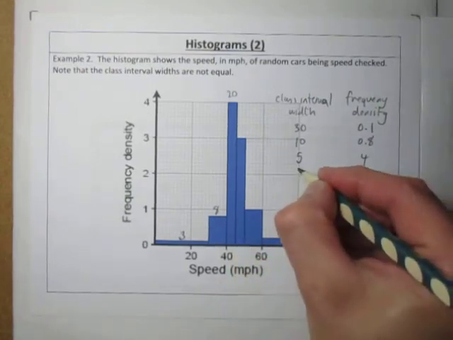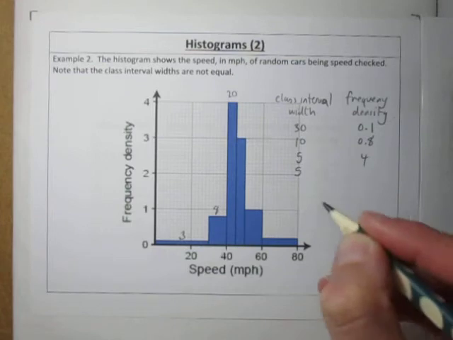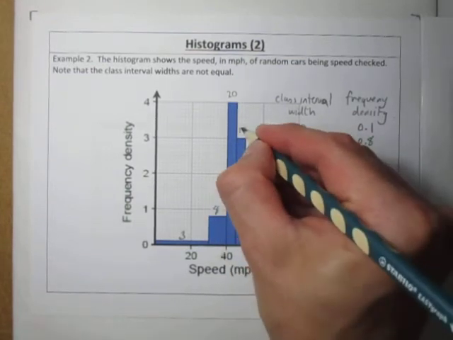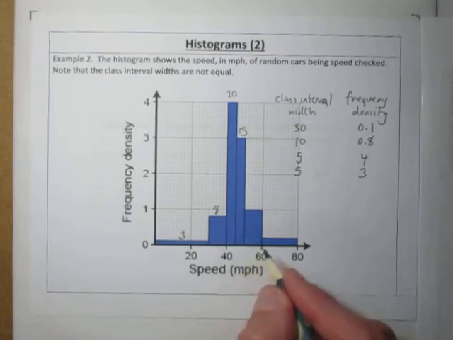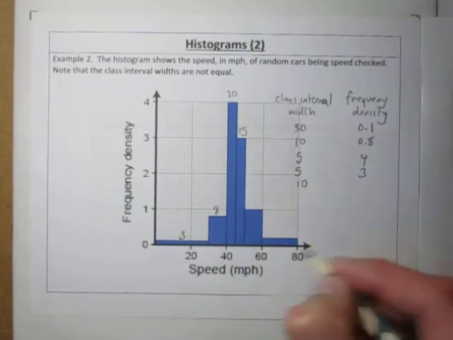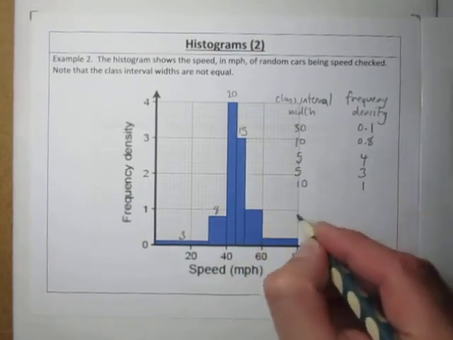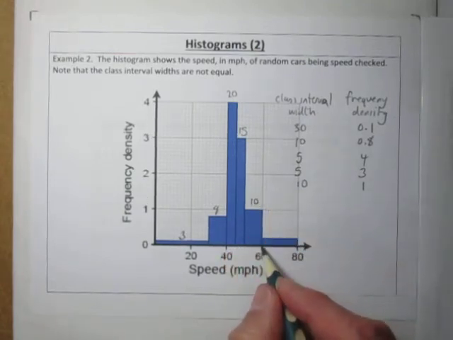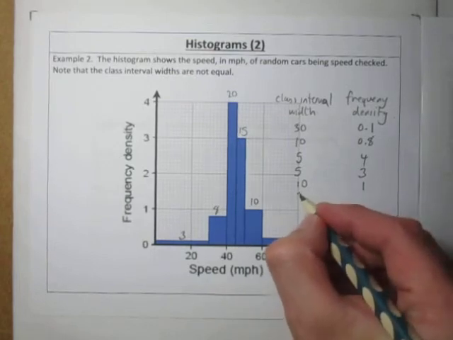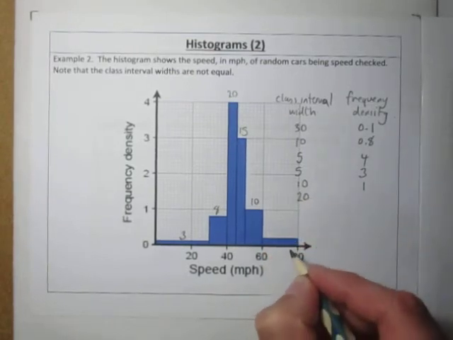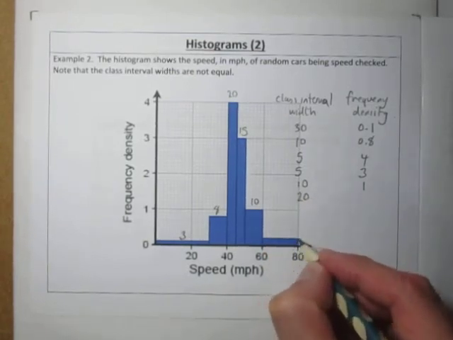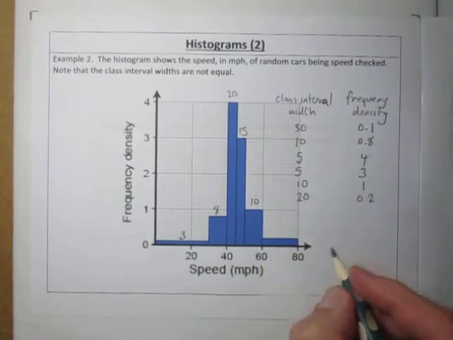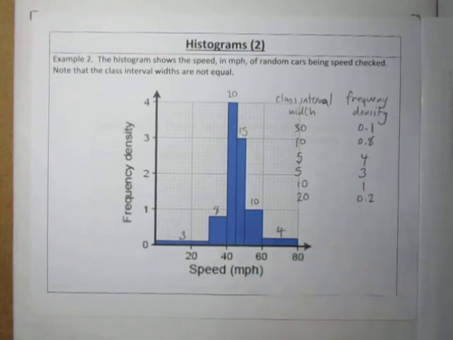45 to 50, class interval width of 5, frequency density of 3. 5 times 3 is 15. 50 to 60 is 10, with frequency density 1. 10 times 1 is 10. And 60 to 80 means the class interval width is 20. Frequency density is 0.2. 20 times 0.2 is 4.